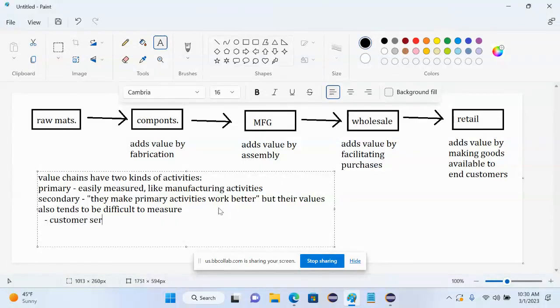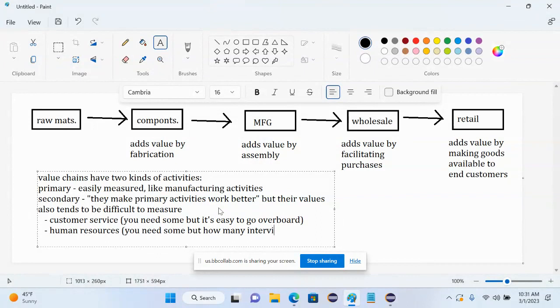Number one, customer service, right? You need some, but it's easy to go overboard, right? You can always provide a super high level of customer service that is just not worth it to the business. Or what else? Things like advertising. That would be my opinion. If you read other people, they'll say advertising is a primary activity. So I'll say human resources, right? Again, you need some, but how many interviews are enough?